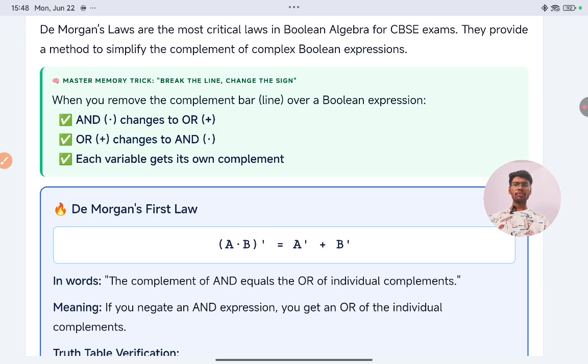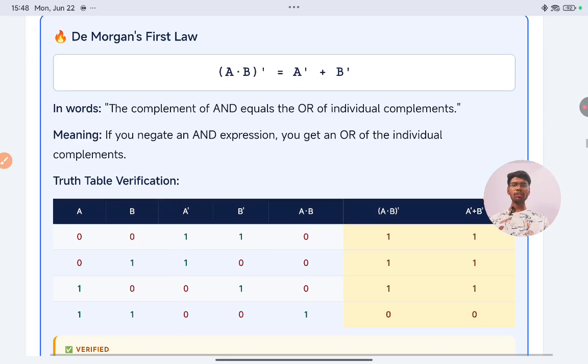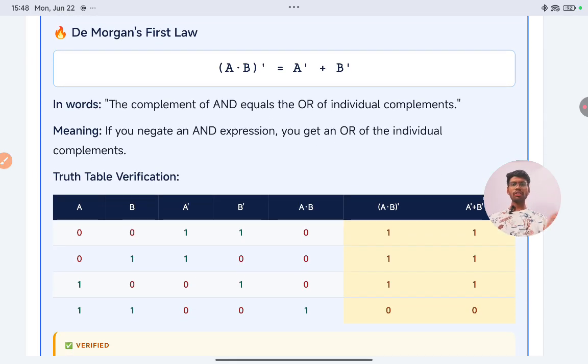So remember, you just have to break the line and change the sign. AND changes to OR, OR changes to AND, and each variable gets its own complement. This is De Morgan's first law. What is De Morgan's first law? (A dot B) whole complement equals A complement plus B complement. In words, the complement of AND equals the OR of the individual complements. Means if you negate an AND operation, you get an OR of the individual complements.